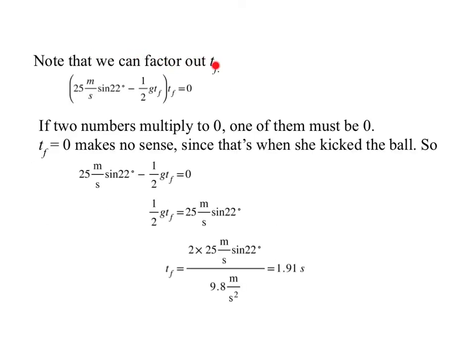Note that we could factor out tf, which we just said. And so we go through here and we say, well, 25 sine 22 minus half g tf equals 0. So half g tf equals this stuff. So tf equals 2 times 25 times sine 22 all over 9.8. The time of flight turns out to be 1.91 seconds.